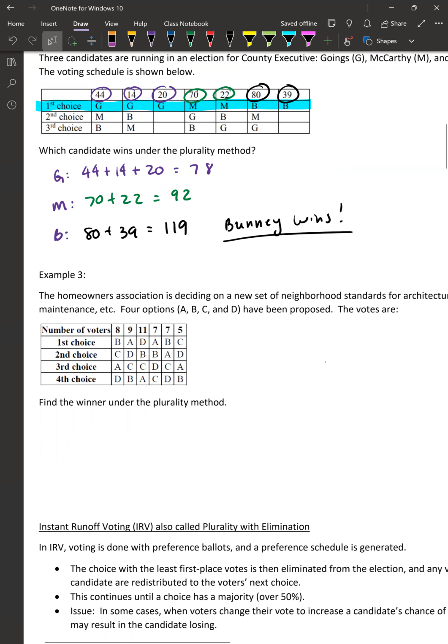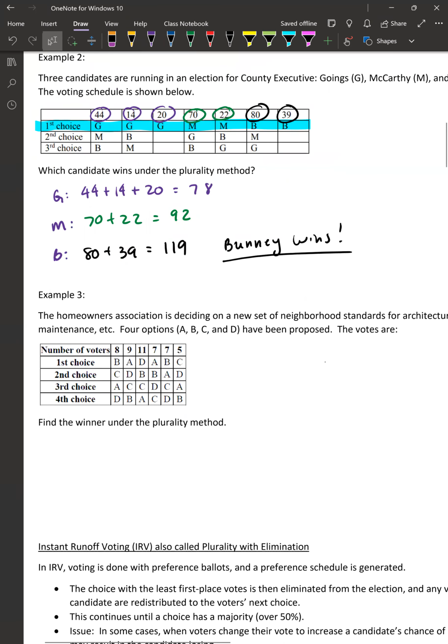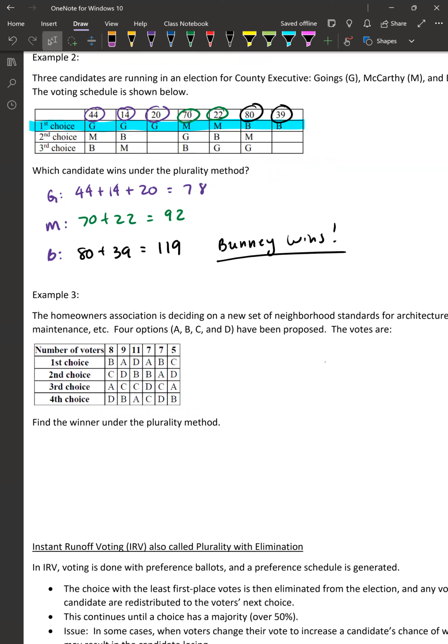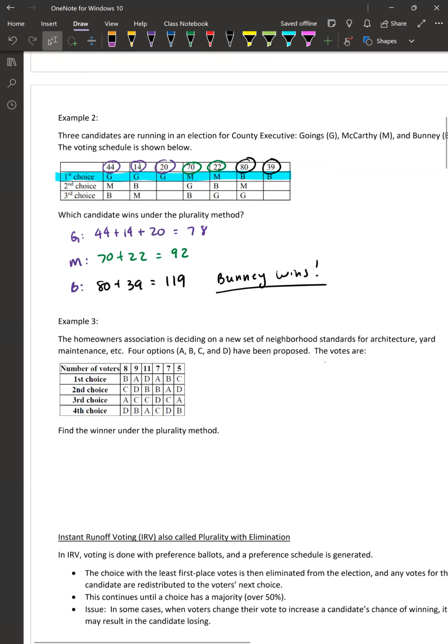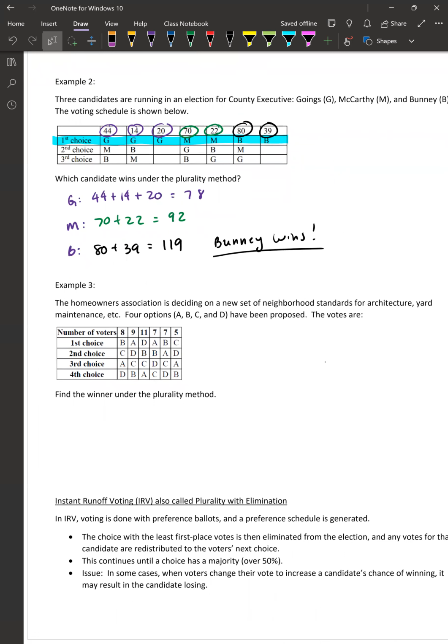What's the next example? The homeowners association is deciding on a new set of neighborhood standards for architecture, yard maintenance, etc. 4 options, A, B, C, and D have been proposed. So they're just labeled A, B, C, and D. We don't know what they are. And the votes are, okay, I see the preference schedule there, and then they're saying find the winner under the plurality method. Okay, so we know the situation.